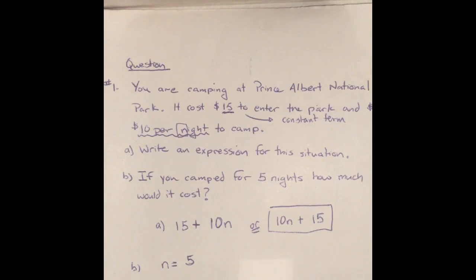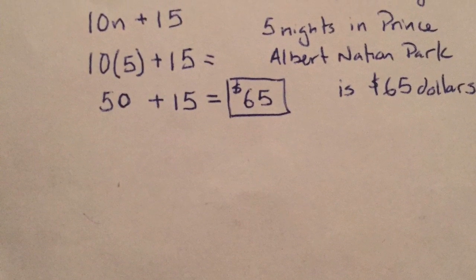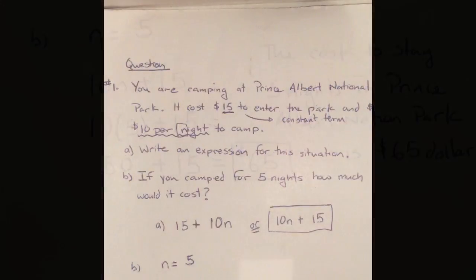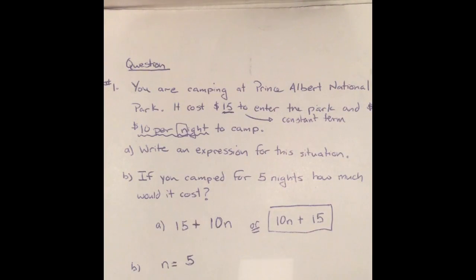Now, we're going to solve the last part. 50 plus 15 equals 65. So, the cost to stay at Prince Albert National Park will be $65. 10 times 5 is 50, plus 15 equals 65. Anytime you have a word problem, it's good to write a sentence for the answer.